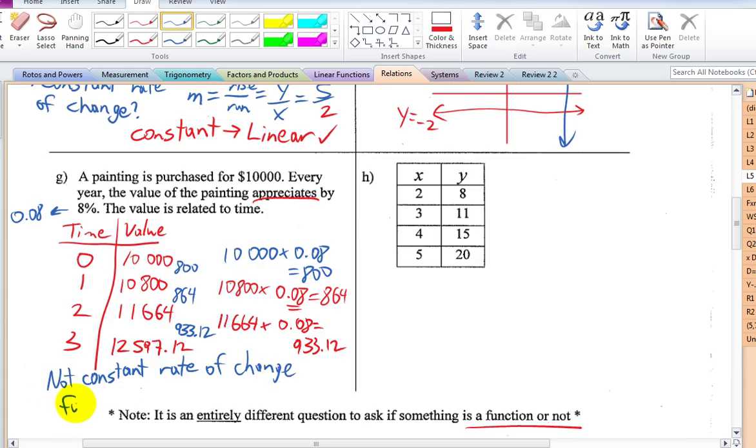Now that's for appreciation and depreciation. And of course it must be a percentage. So going up by percentages.